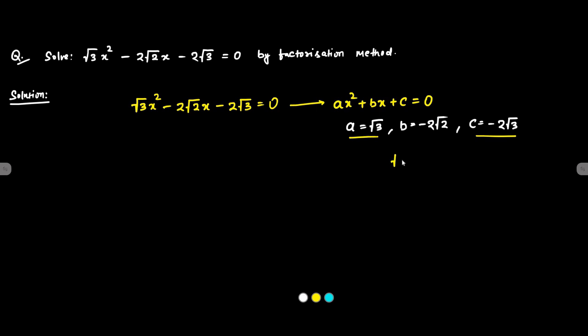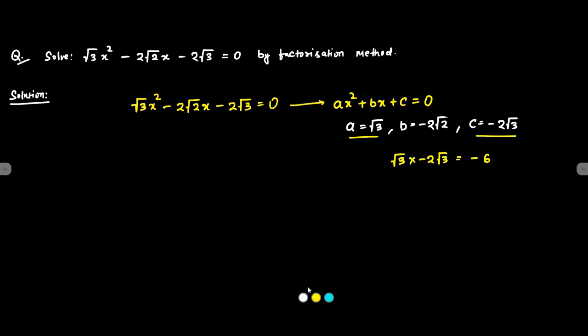Now the product of the two extreme terms, that is √3 and −2√3. So it is √3 into −2√3, which is equal to √3 into √3, that is 3, and 3 into −2 is −6. So we have to split this middle term −2√2 in such a way that the product of the split terms is equal to −6.